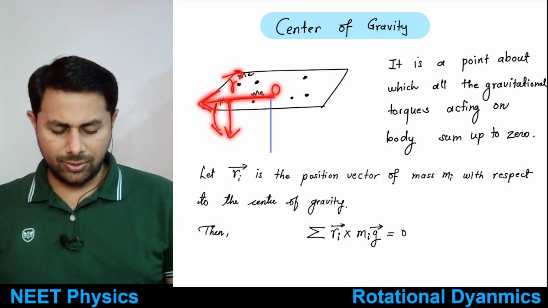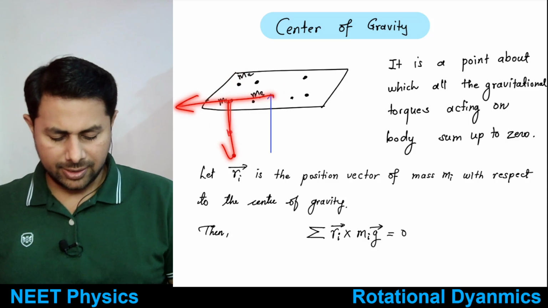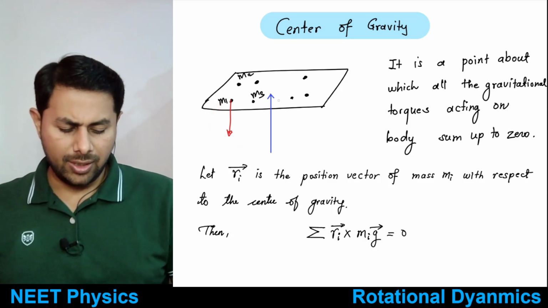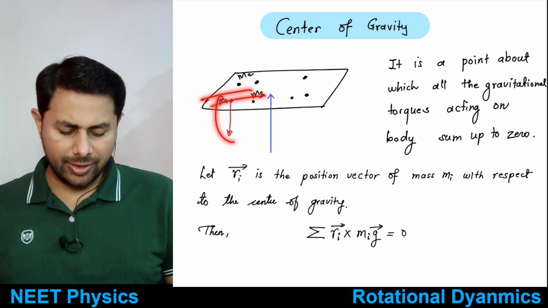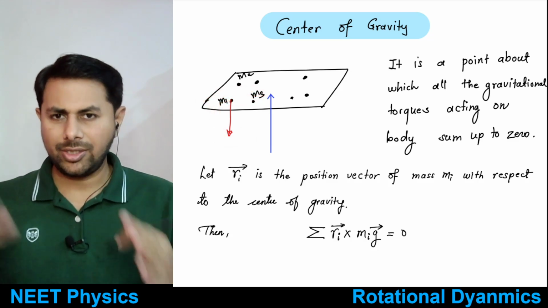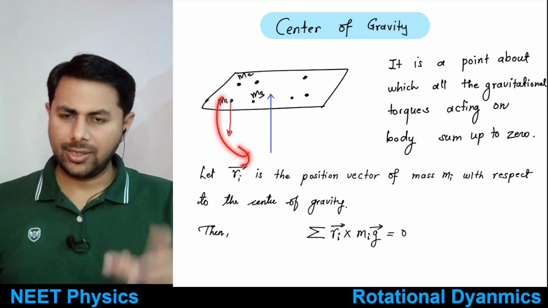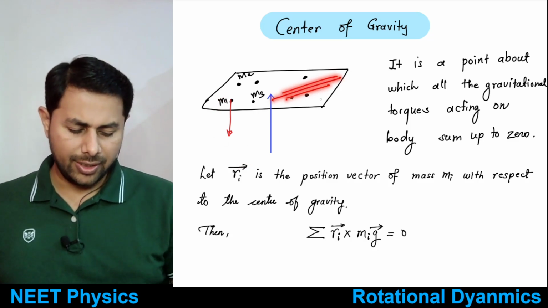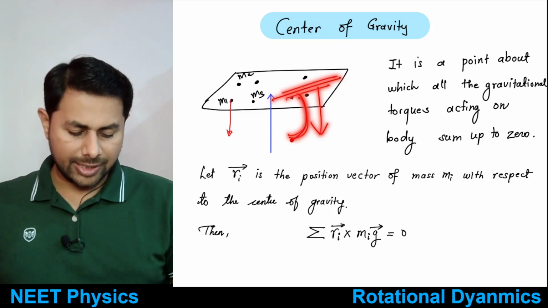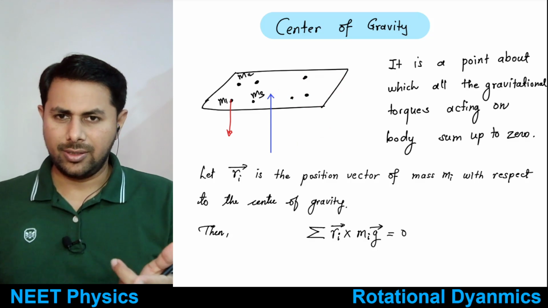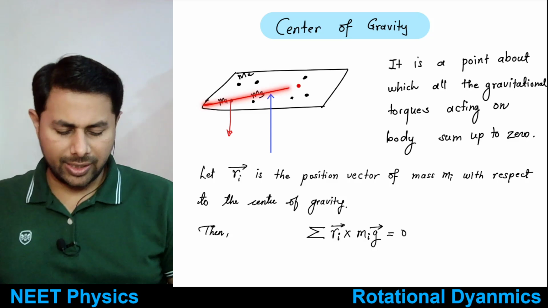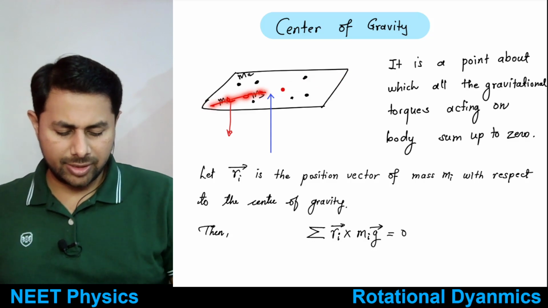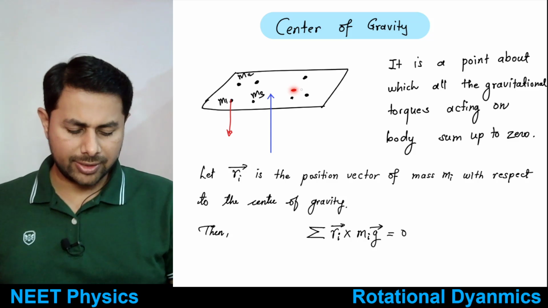If you do so, this is r bar, this is f bar, so r bar cross f bar will rotate the body like this. All masses on this side, or rather the gravitational force acting on those masses, will rotate the body like this. If masses are on the other side, then the gravitational force on those masses will rotate the body in the opposite sense. So if you take the masses on one line, then the masses on this side must be balanced by the masses on this side.